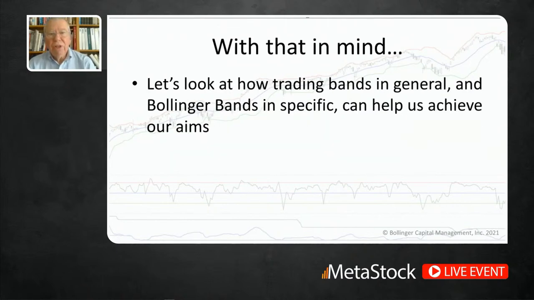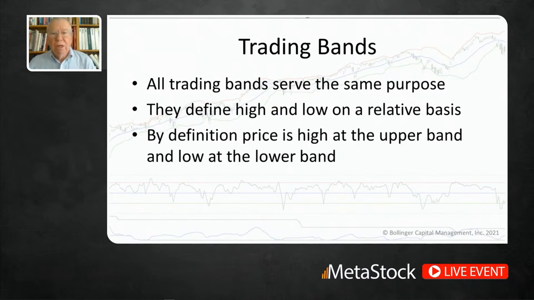With that in mind, let's look at how trading bands in general and Bollinger Bands in specific can help us achieve those aims. So all trading bands serve the same purpose. They define high and low on a relative basis. By definition, price is high at the upper band and price is low at the lower band.